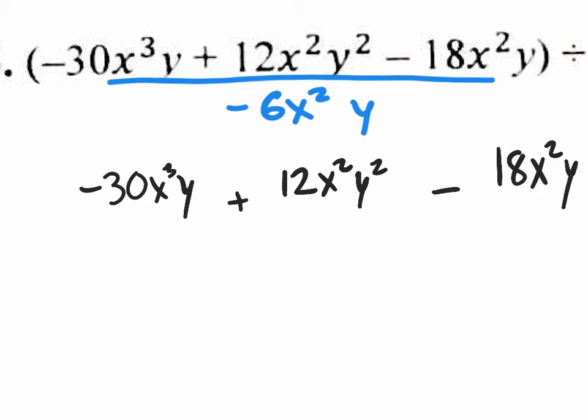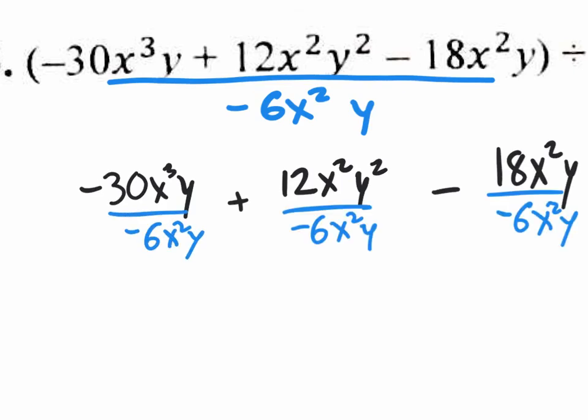And these are all going to be fractions. I'm going to put them all over that denominator, negative 6x squared y. Does that make sense to everybody? And now it's really easy. You just start canceling terms out. So what is negative 30 divided by negative 6? Positive 5, right? So that's going to be a positive 5 up on top.